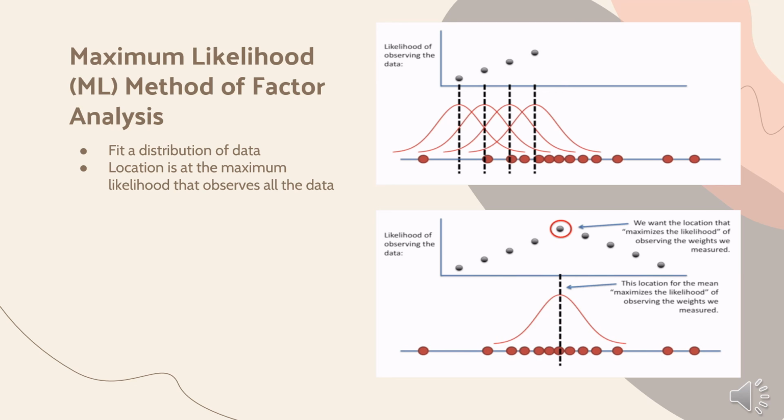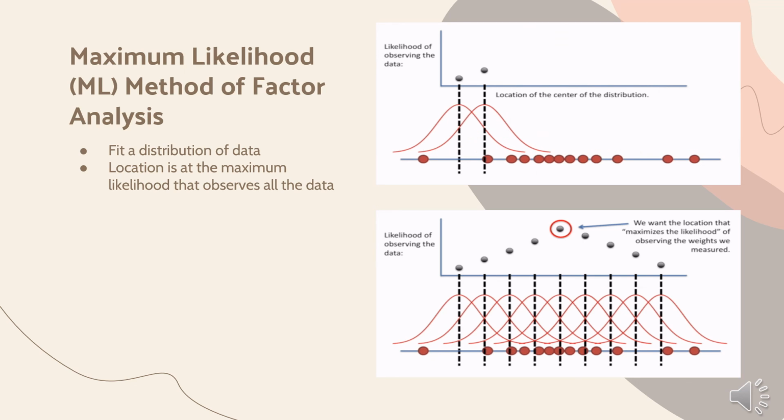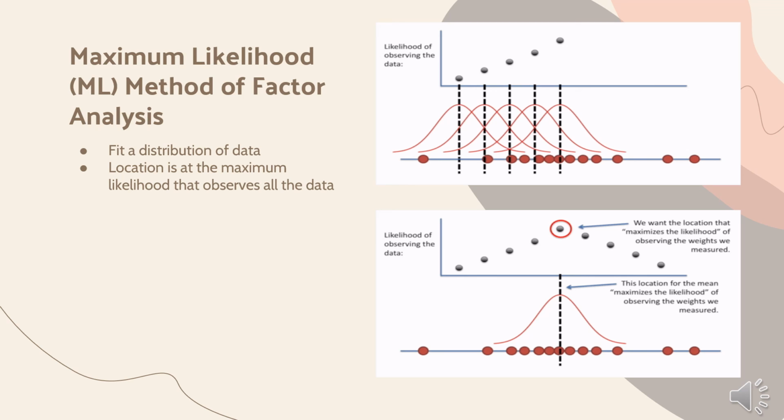And lastly, we have the maximum likelihood method of factor analysis. The goal of maximum likelihood is to find an optimum way to fit a distribution to the data. Why is that? So that it can be easier to work with. As you can see on the right side of our slide, the measurements should be symmetrical around the mean so that it will represent the entirety of the data that you have.